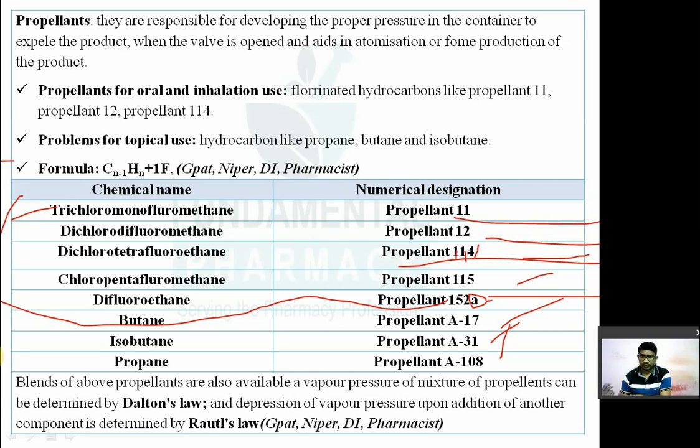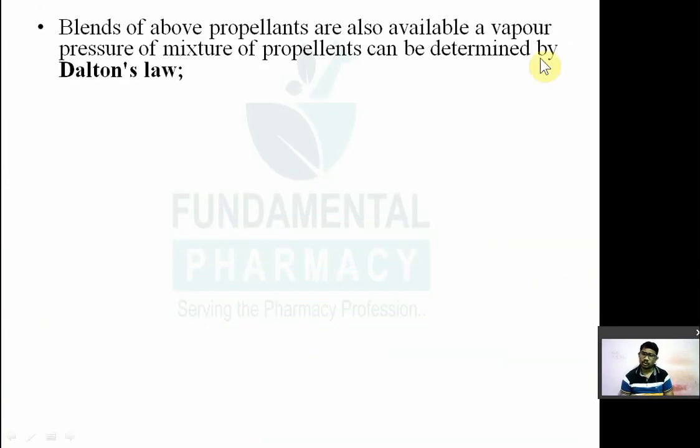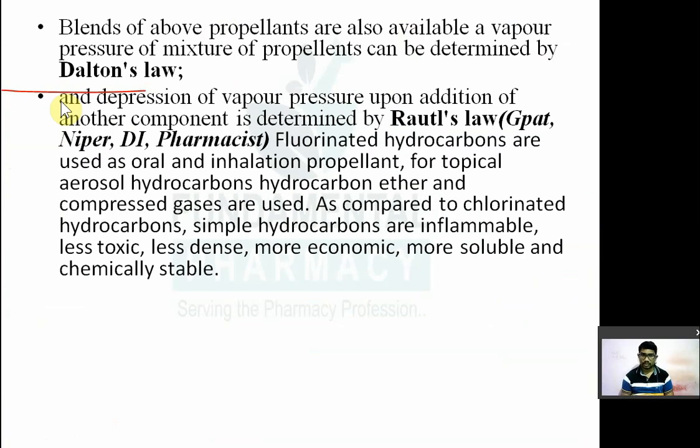Okay, now vapor pressure. Vapor pressure is determined by Dalton's law. Vapor pressure in the aerosol container can be calculated by Dalton's law. We'll see what it is. Depression of vapor pressure is by Raoult's law. We'll see in the next slide. So the blends of above propellants are available at a desired vapor pressure. The vapor pressure of propellants can be measured by these two laws. First one is measured by Dalton's law. What is Dalton's law? Your total vapor pressure. We'll see Dalton's law. What is it?